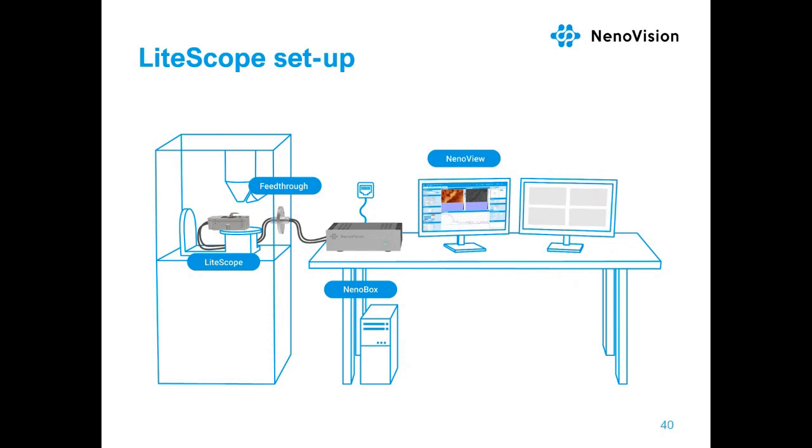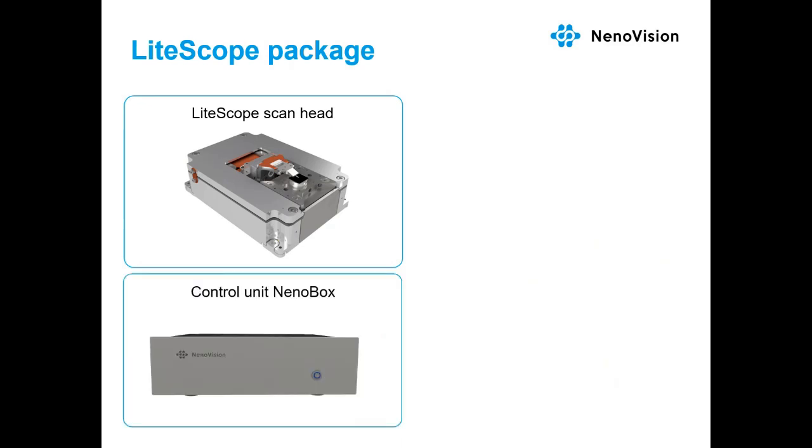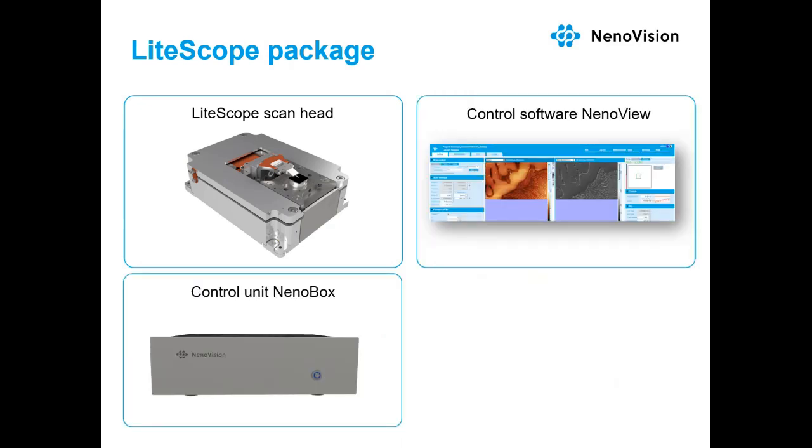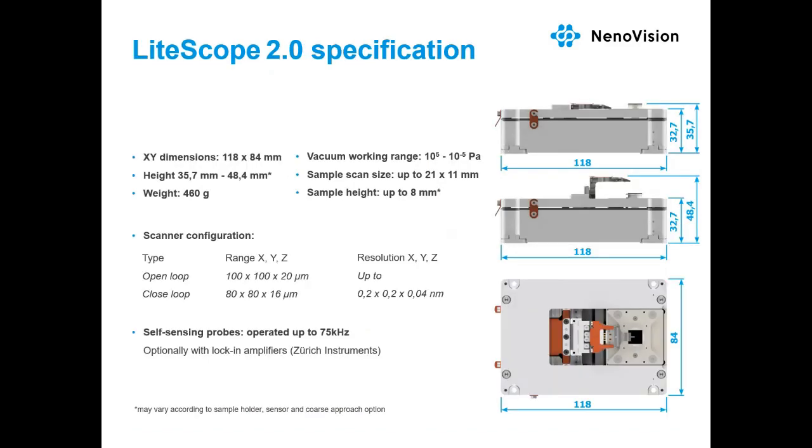If you check, there is just one PC. We don't need any additional PC because our NanoView software is operated with a web browser. So on the normal SEM PC, you just open the web browser, put in the IP address, and you can run and operate our software. So it's extremely comfortable. The package consists of the scanning head, control unit NanoBox, control software NanoView, and adaptation and features. That's a package which we provide all together.